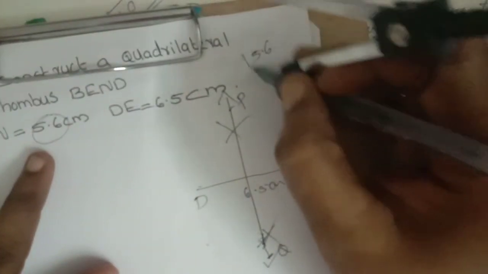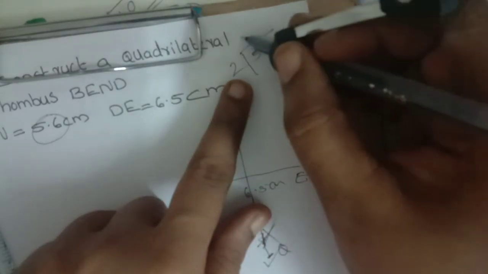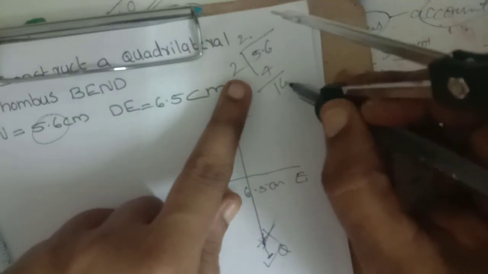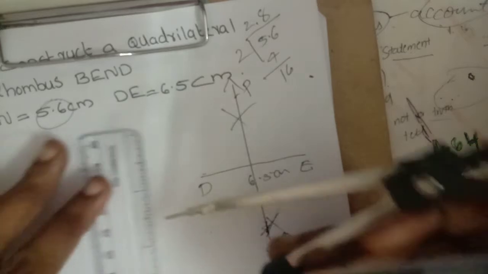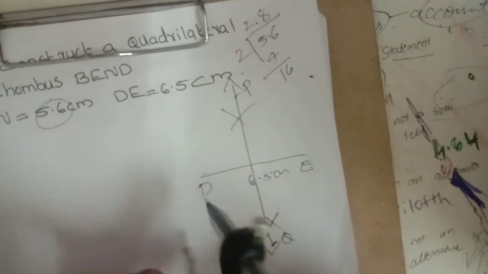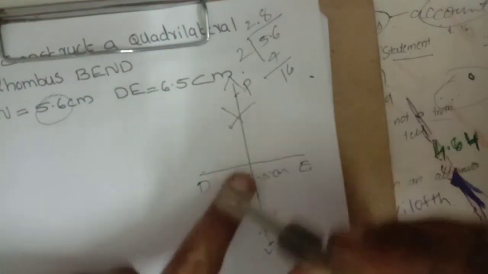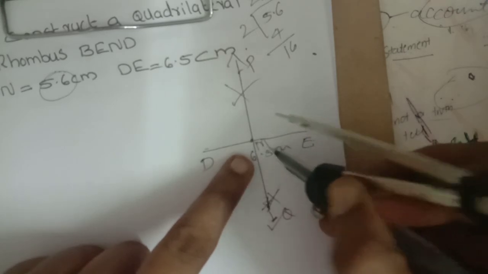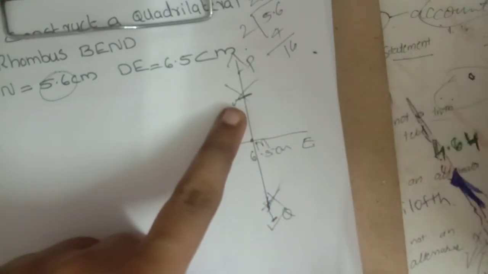Half of 5.6: how to find it? Divide by 2. 2 times 4 is 8, subtract 1... 2 times 8 is 16, so 2.8 is half of 5.6. Take that 2.8 in our compass and draw the arc where the perpendicular cuts. Mark that point with any alphabet, we can name it M. Keep N as center and draw a 2.8 centimeter arc.